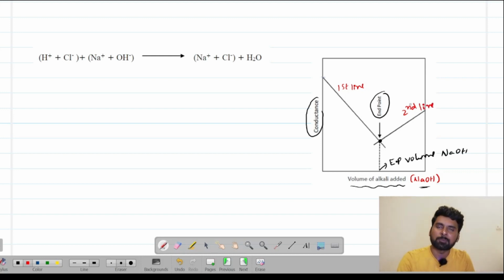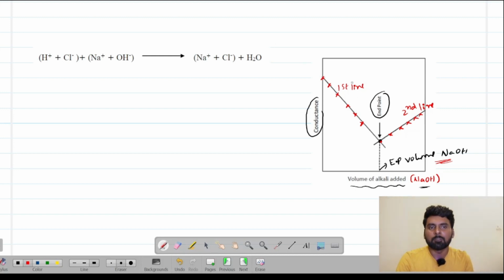But during the actual experiment, are people going to get lines? No. Suppose at 0 ml they will get one value, at 1 ml they will get another value of conductance, at 2 ml, like that they keep on getting values. After a certain ml the values initially keep on decreasing, and after a certain point the values keep on increasing. Once they get these values, they will try to join them, and while joining them they know that the conductometric titration endpoint is based on the intersection. So they will plot it like two lines, and wherever they intersect, you can consider it the endpoint volume of NaOH.